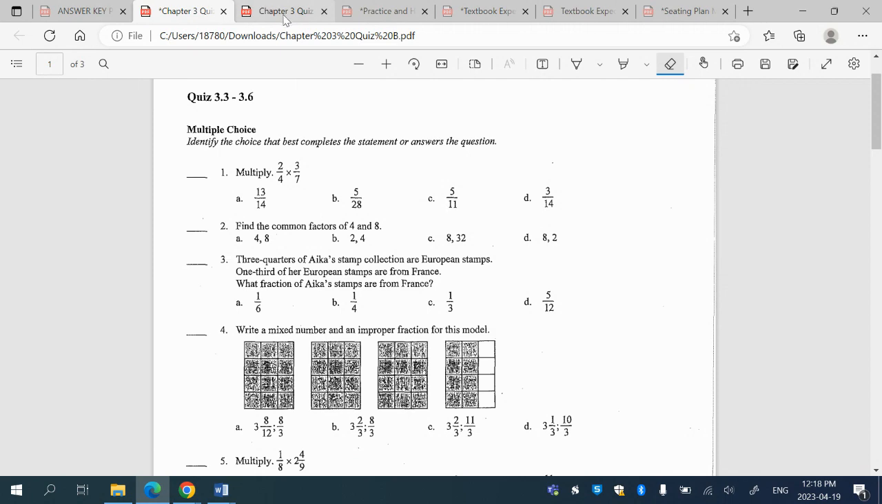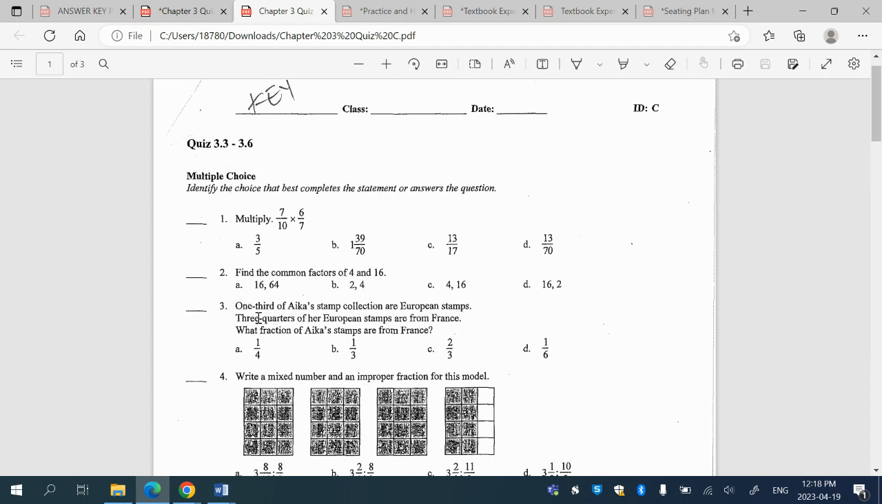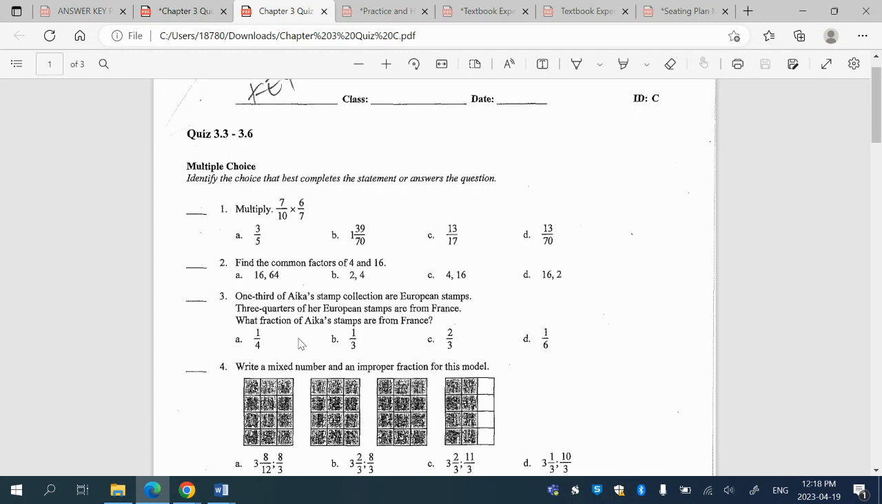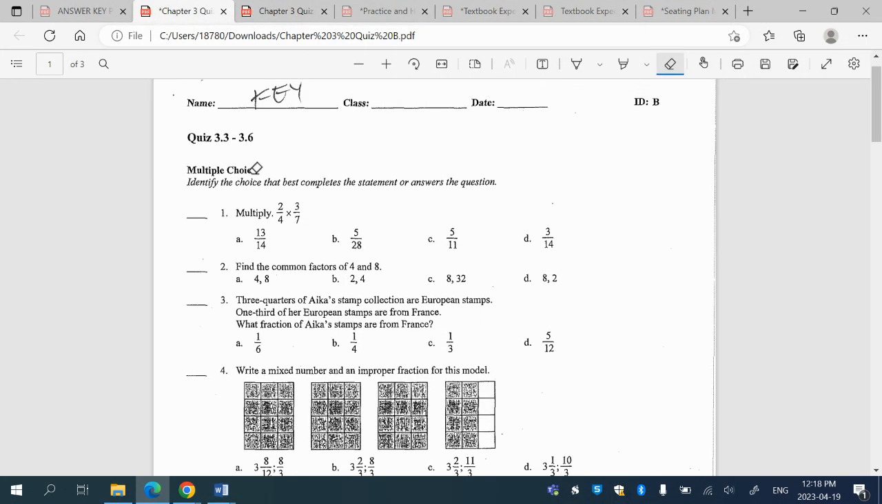So I'll be going between the two. I think that the word problems are the same. So maybe they're not. Anyways, might be the same. Some of them are the same, so we won't have to do them twice. I'll start on test B.